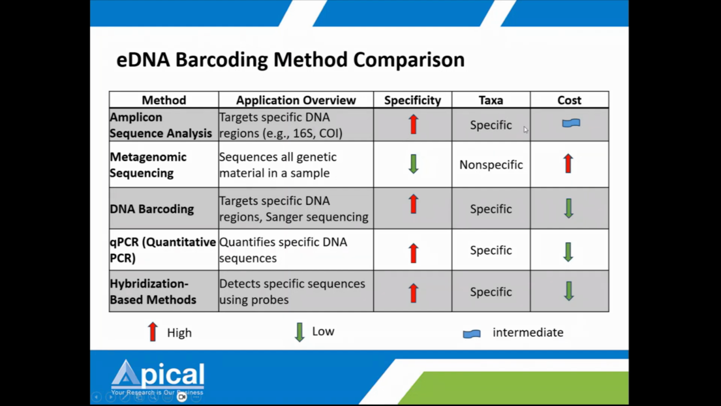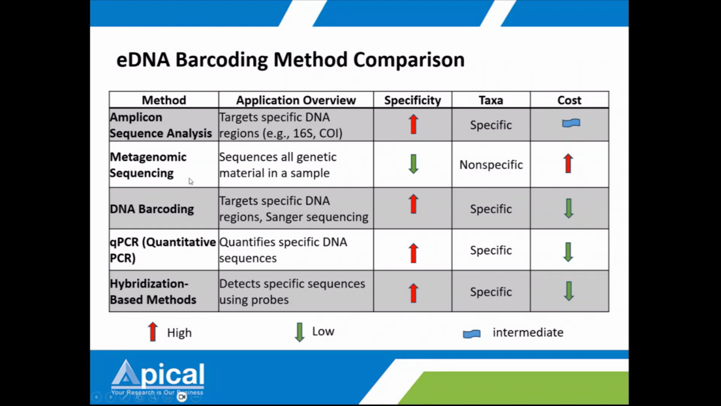Taxa size is also very specific. We only capture a type of group like fish. If you use a fish COI, most likely you won't be able to find crustaceans in your sample. The cost is intermediate, all right.